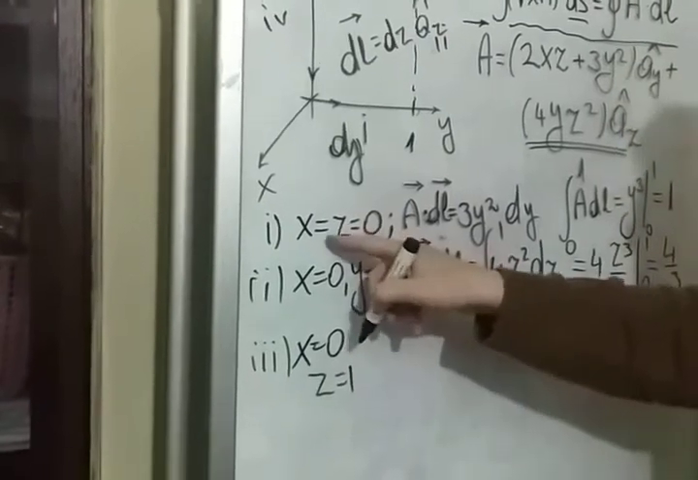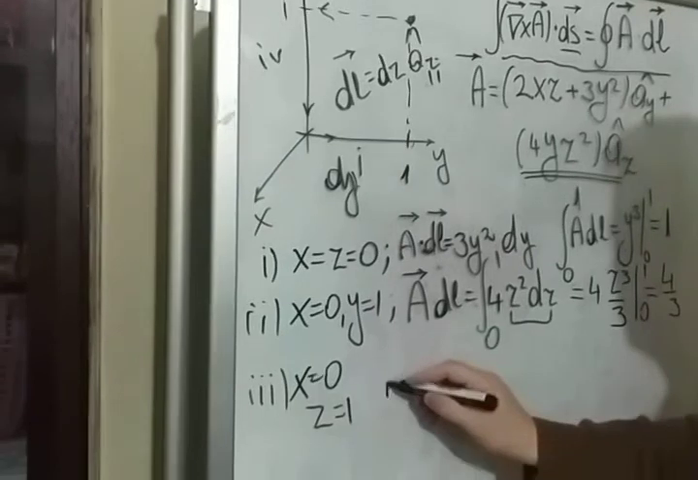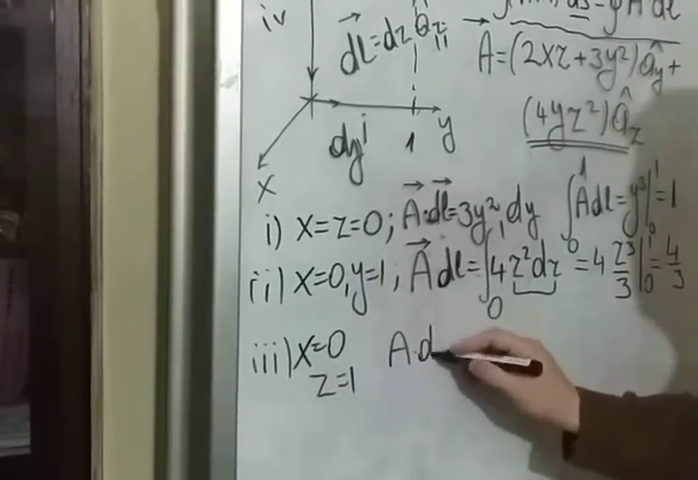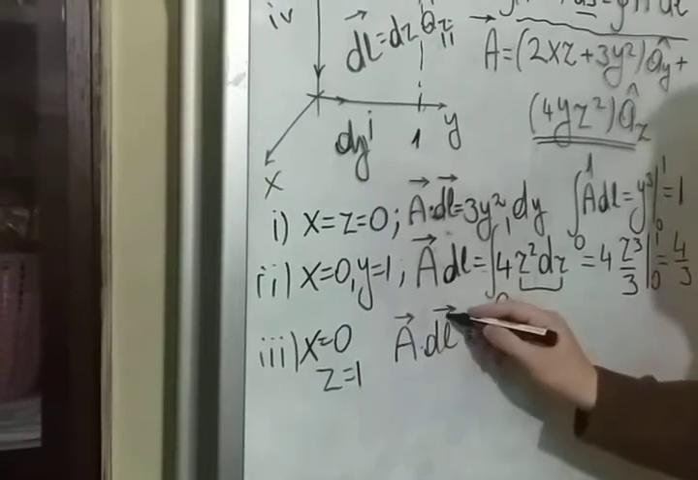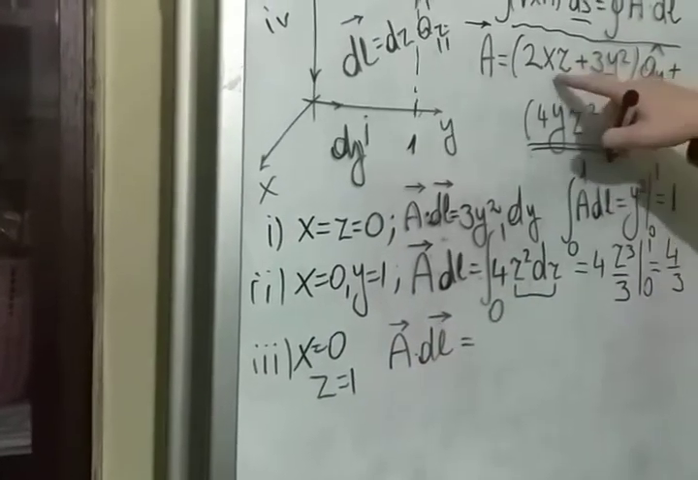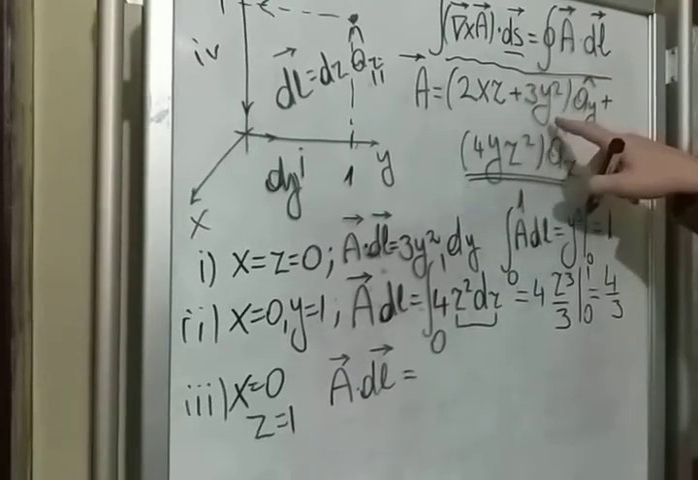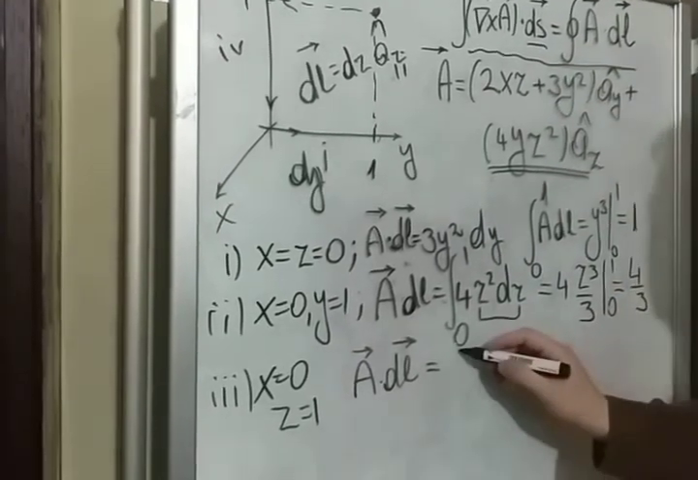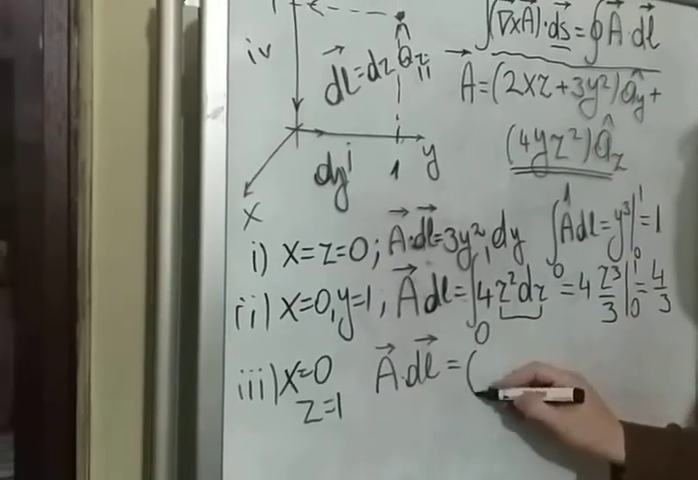Different from the first step is that z now is not 0 here, but it's 1. And let's see what we get for A dot dl. A itself at these values, this is dl, A itself at x0, this term is gone, z is 1, so we get something like z is 1. So let's write this in detail.